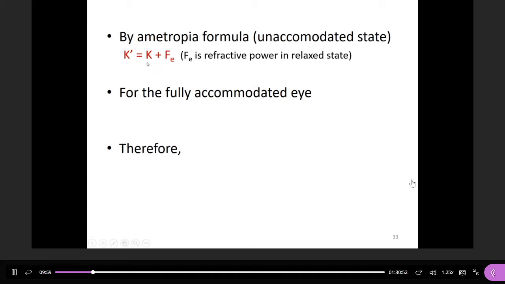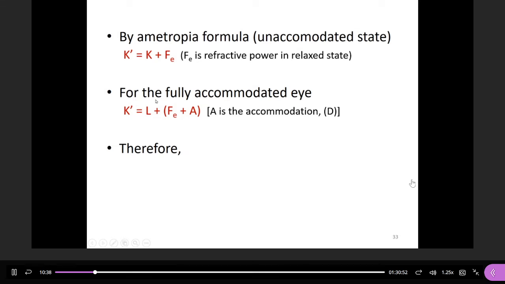It is actually K plus F equal to K prime. K is the ocular refraction, F is the total power of the eye, and K prime is the object vergence of the eye. So we can use this diagram to illustrate the situation where you have no accommodation. Fe is the total power of the eye in the relaxed condition.